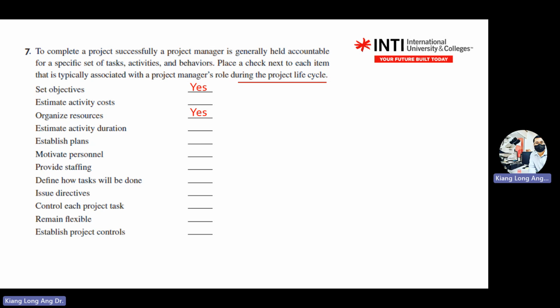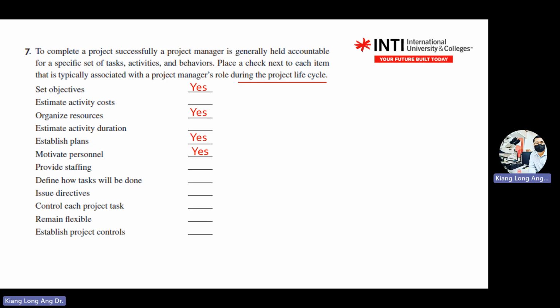Establish plan. This one is yes. Of course you plan, you are the project manager. Motivate personnel. Answer is yes. Why? Because part of the project manager's role is to have a good relationship. So motivate personnel is yes.